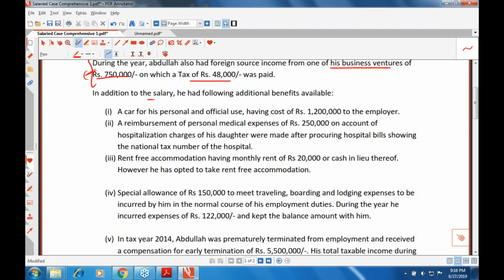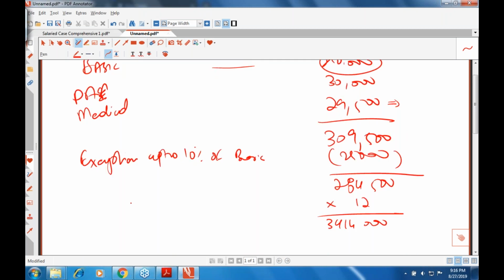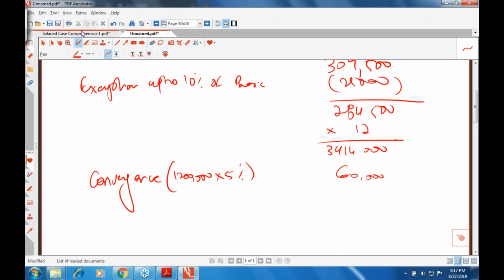It says in addition to the salary, he had the following additional benefits available. A car for his personal and official use, having cost 1.2 million to the employer. So this car is a perquisite. The conveyance, which is the car, is worth 1.2 million, and 5% of the car's value is going to be added to the taxable income. So this gives you 60,000.